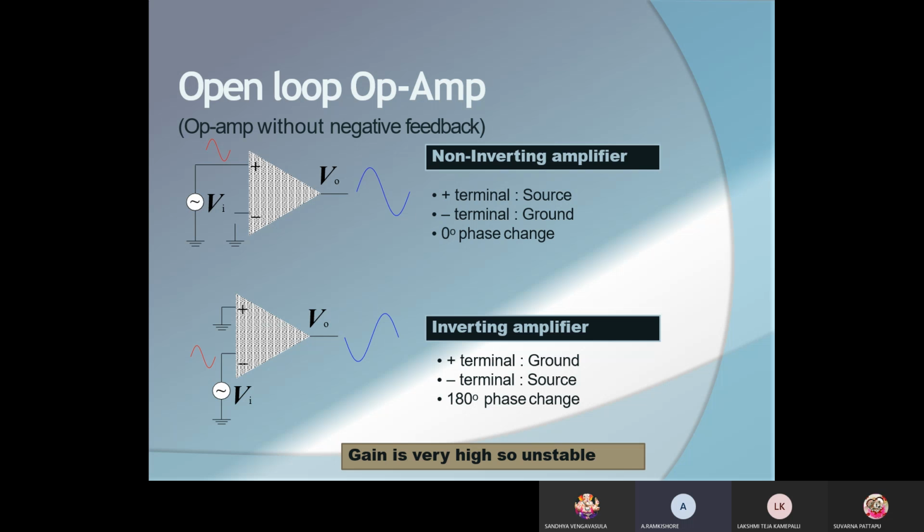So the gain is very high, therefore it is not in a stable condition, so it is in an unstable condition. So this is about open loop inverting and non-inverting amplifiers. Inverting and non-inverting are the modes of operation of the op amp. So we can operate in inverting and non-inverting mode as open loop and closed loop. Next we will see how the closed loop works.